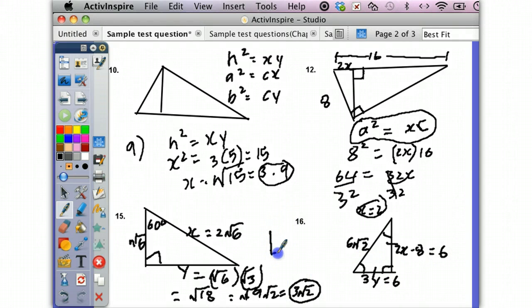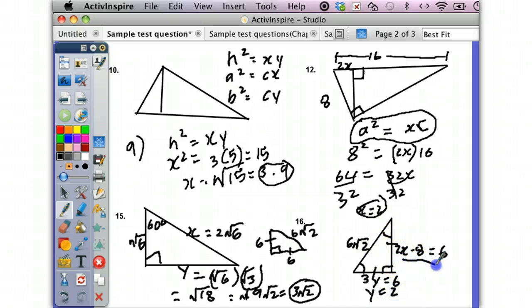Let me just draw one and show you. 45, 45, 90. If this is 6 root 2 here, then these still have to be the same. This has to be 6, and this has to be 6. So that's why 3y would be 6, and y would be 2 when I divide both sides by 3.